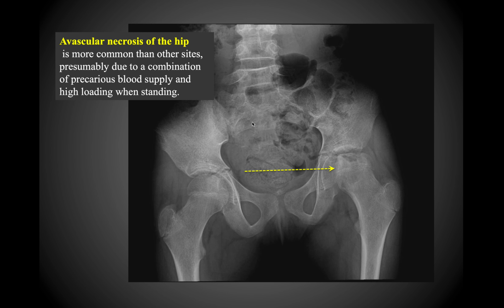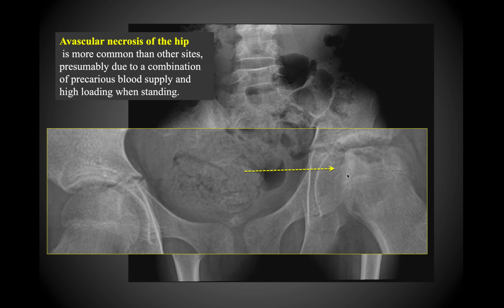And so here we have an example of that. You can see on the patient's left hip here an example of avascular necrosis. And so this is a very common site. Actually, it's more common than any other site in the body, likely due to the combination of precarious blood supply and then the high load on the joint when standing. So when even a small amount of the blood supply to it is compromised, it's going to lead to pretty significant avascular necrosis of the head of the femur.